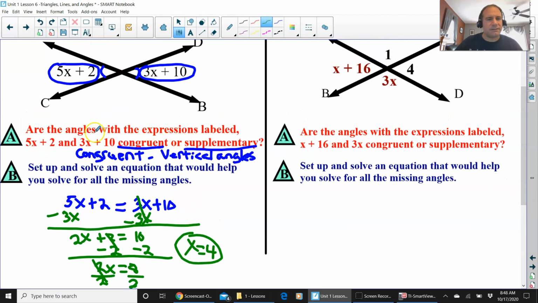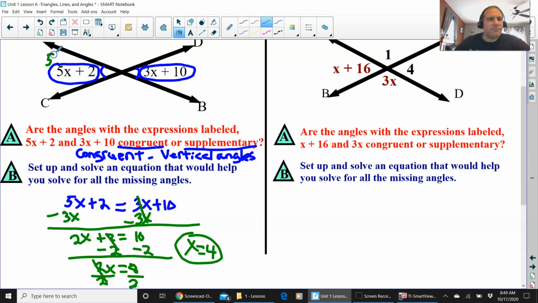But that doesn't tell me what the angles are. So it says set up and solve an equation that would help you solve for all the missing angles. You actually answered the question. But I want to take it one step further because I want to solve for the missing angles. So every single time that you solve for x, if they ask you to solve for that angle, you're going to substitute whatever you have here into the expression that they give you.